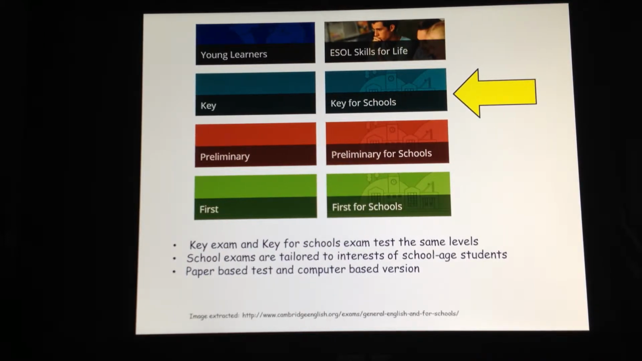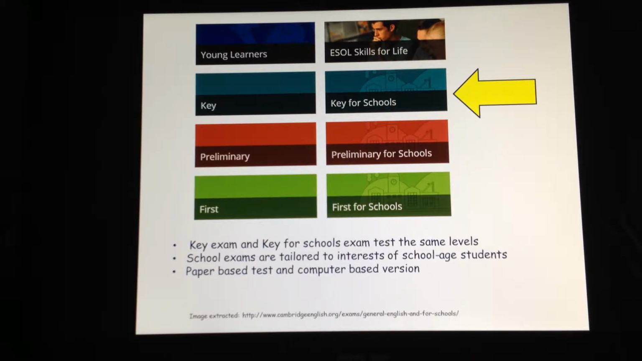You have young learners, English to speakers of other languages, skills for life, Key and Key for Schools, which is basically the same exam. It's just that the Key for Schools tends to be more geared towards school-age children. Preliminary for schools, first and first for schools. On the website it says basically that anybody of any age can take any of these tests.